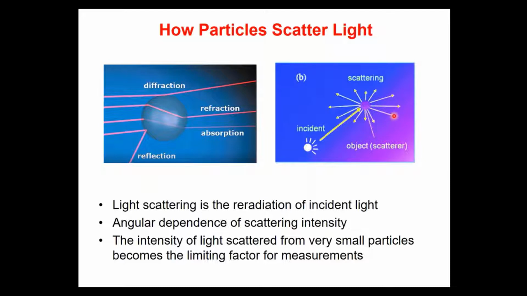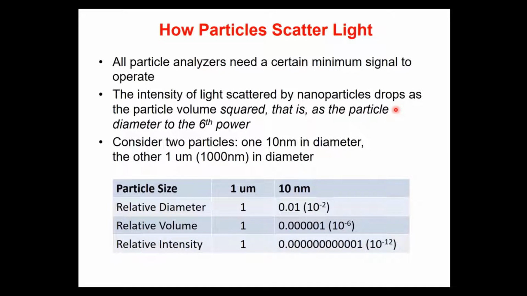This intensity is what we're going to measure in light scattering, and it becomes a critical limiting factor in that the light intensity scattered from very small particles, say under 100 nanometers, becomes very difficult to detect because it becomes very, very low level. As an example, consider a couple of particles. One is at 1 micron size. A second particle is 1/100th of that diameter, at 10 nanometers. The small nanoparticle has 1% of the larger particle's diameter, but represents 1/1,000,000th of the larger particle volume.